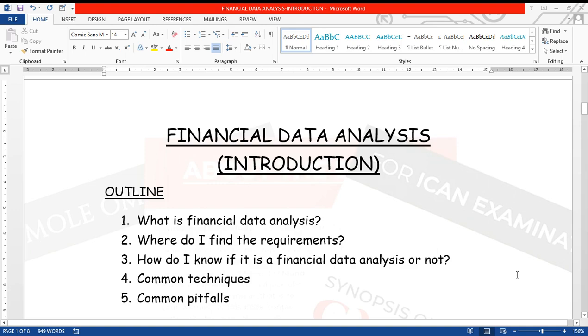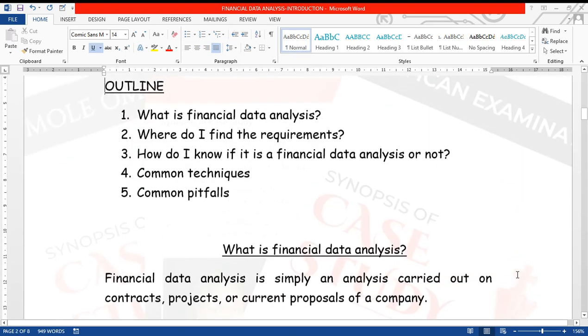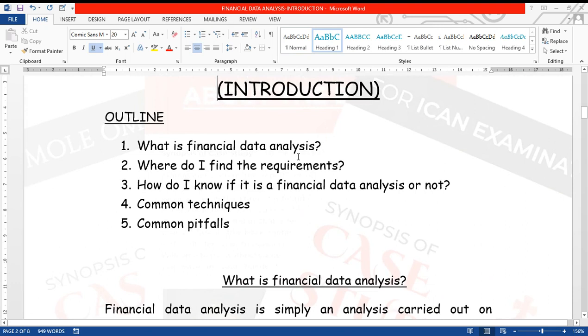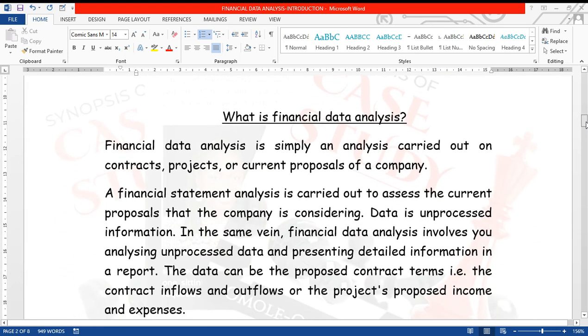So today, in today's class, I'm going to be telling you what is financial data analysis. I'm going to be telling you how you find the requirements, how you know if it's a financial data analysis or not, the common techniques and the common pitfalls as well. So without much ado, let's dive into the class for today.